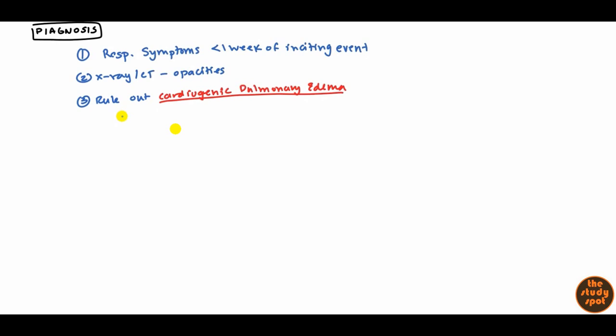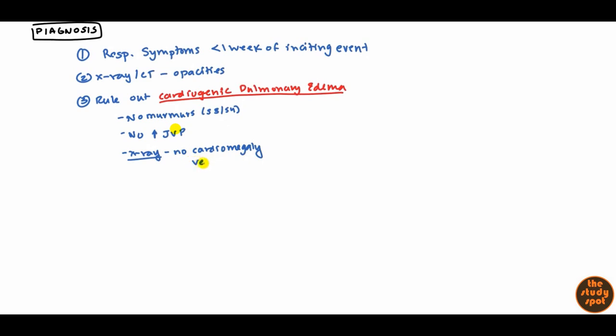So what would help you differentiate that? Well, if it's ARDS, there will be no murmurs. Murmurs, especially S3 and S4, are more common with cardiogenic. Also, in ARDS, there will be no increase in JVP, which again will be more common in cardiogenic. On X-ray, you won't get any cardiomegaly.